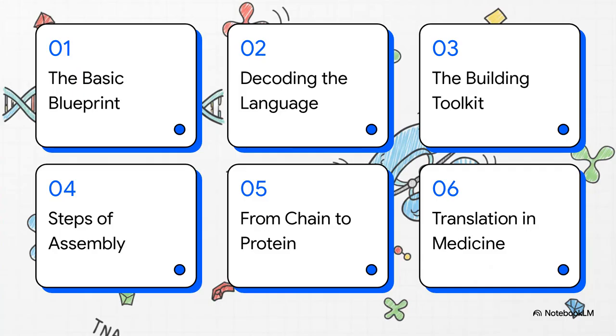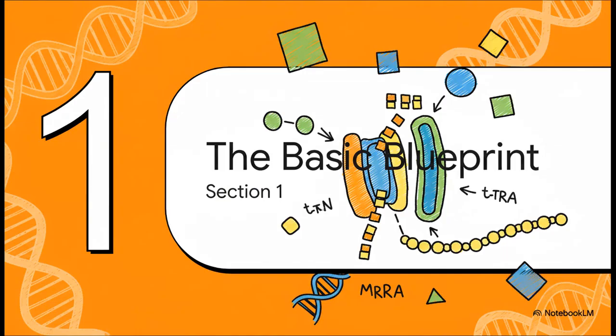So here's our game plan. We're going to start with the big picture, the basic definition. Then we'll crack the code, the genetic language itself. From there, we'll meet the molecular machinery, the tools and the factory, and then we'll watch the three-stage assembly line in action. We'll even cover the finishing touches, and finally, we'll see how all this knowledge plays a huge role in modern medicine. All right, first things first.